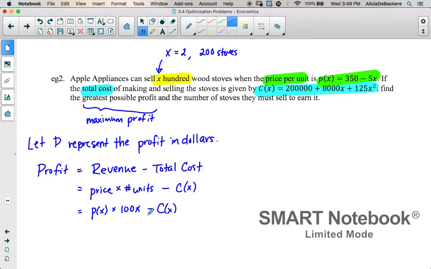So now I'm going to sub in those two equations. And at that point, I'm going to have a profit equation in terms of X. Don't forget you're subtracting that whole cost equation, so I'm going to have to distribute that through.